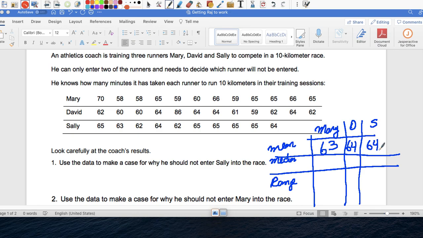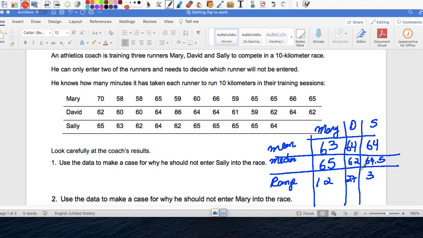So we can already say that Sally here is not doing too well. The median is 65 for Mary, 62 for David, and 64.5 for Sally. The range is 12 for Mary, and David's was 27. So David is very inconsistent. There are really days that he doesn't do too well. And then Sally's range is 3.